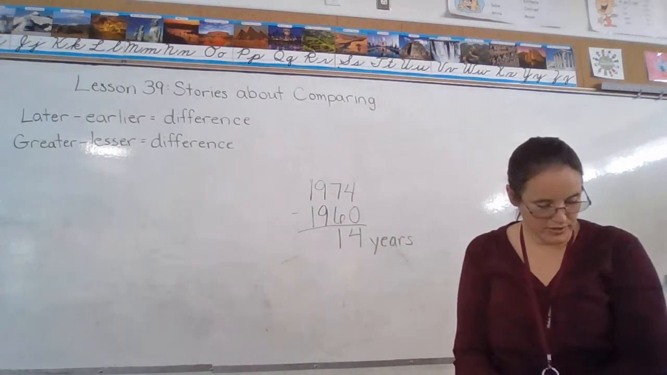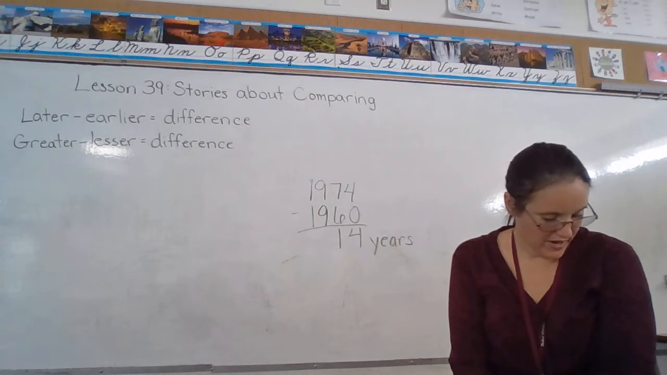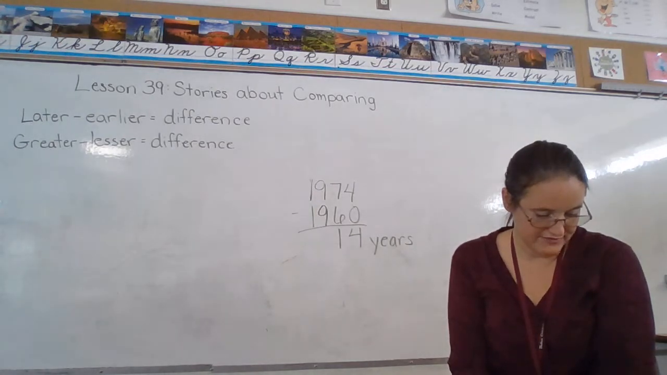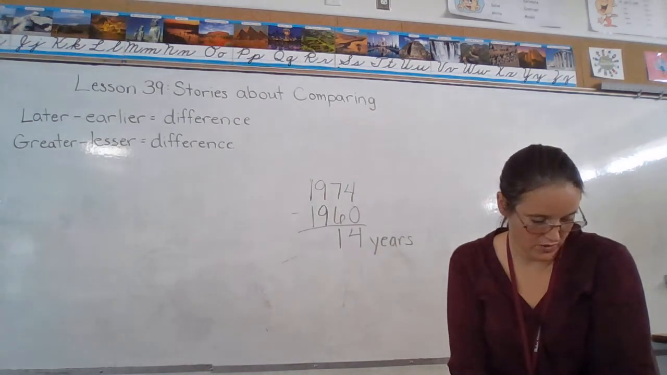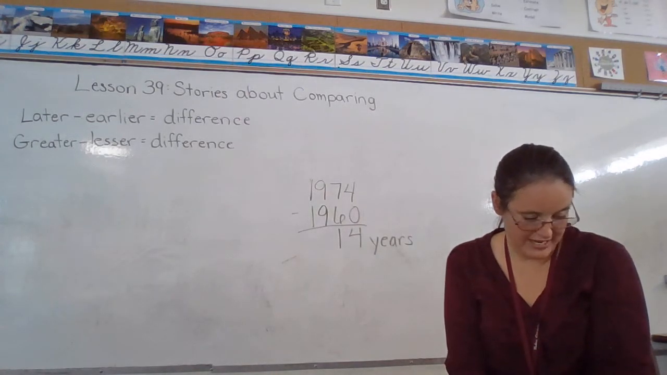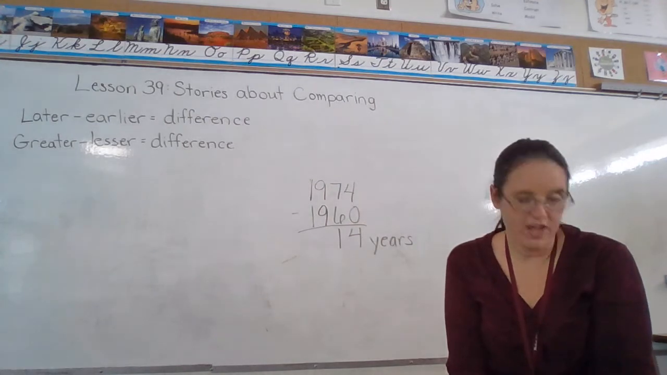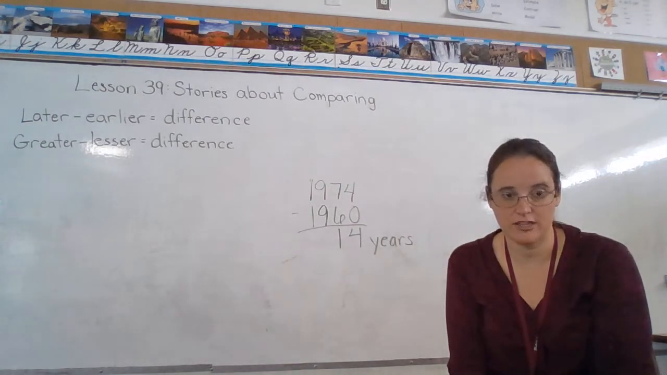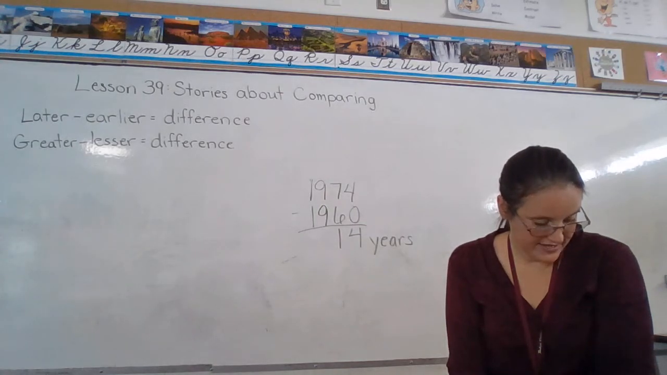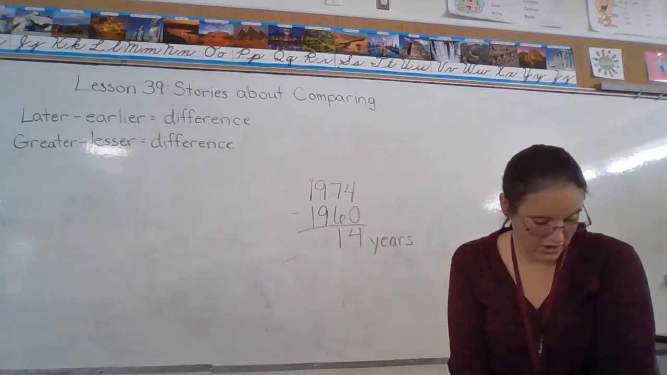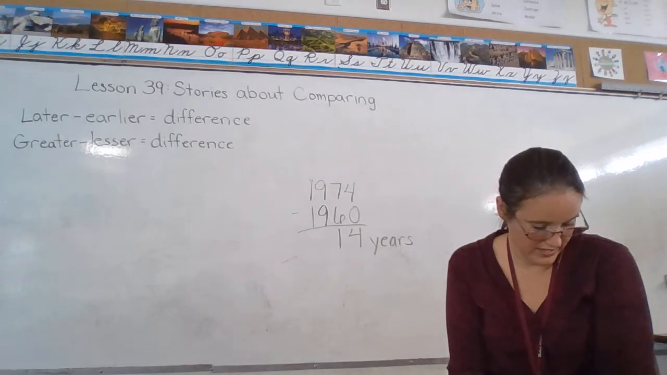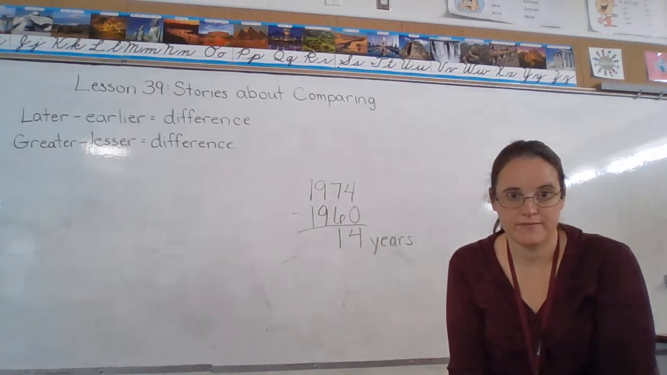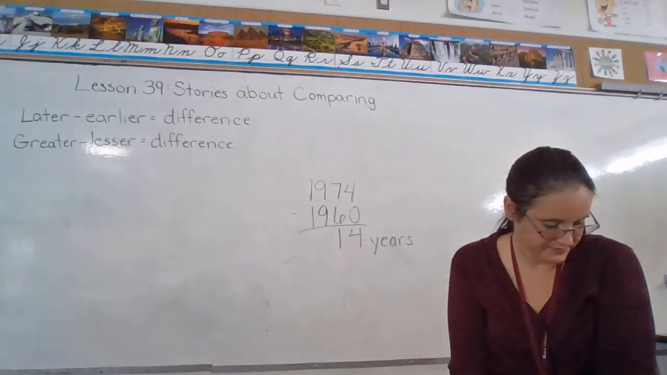Okay, our final practice problem. This says, write a greater minus lesser equals difference number sentence for problem C, then answer the question. So, Rose saved her money and bought a stereo that cost $238. Hans saved his money and bought a stereo that cost $255. Whose stereo cost more? How much more? I'll read it one more time.